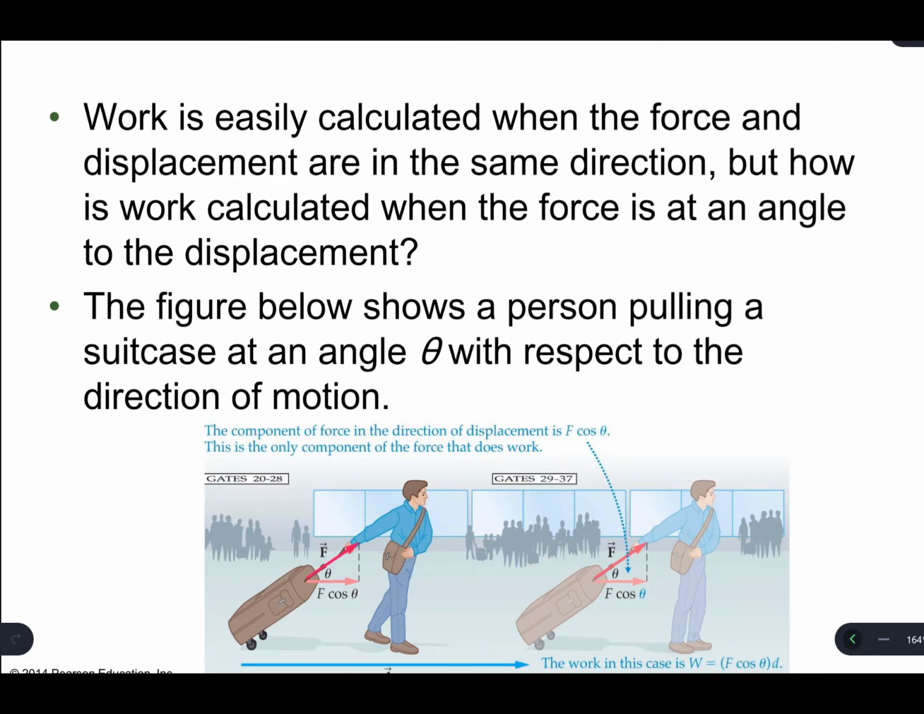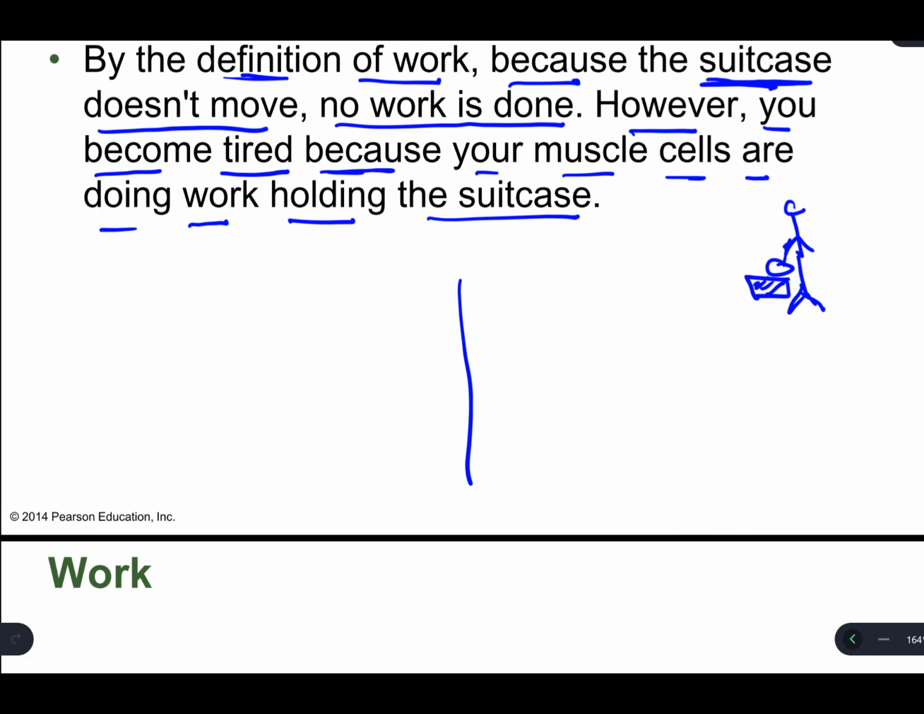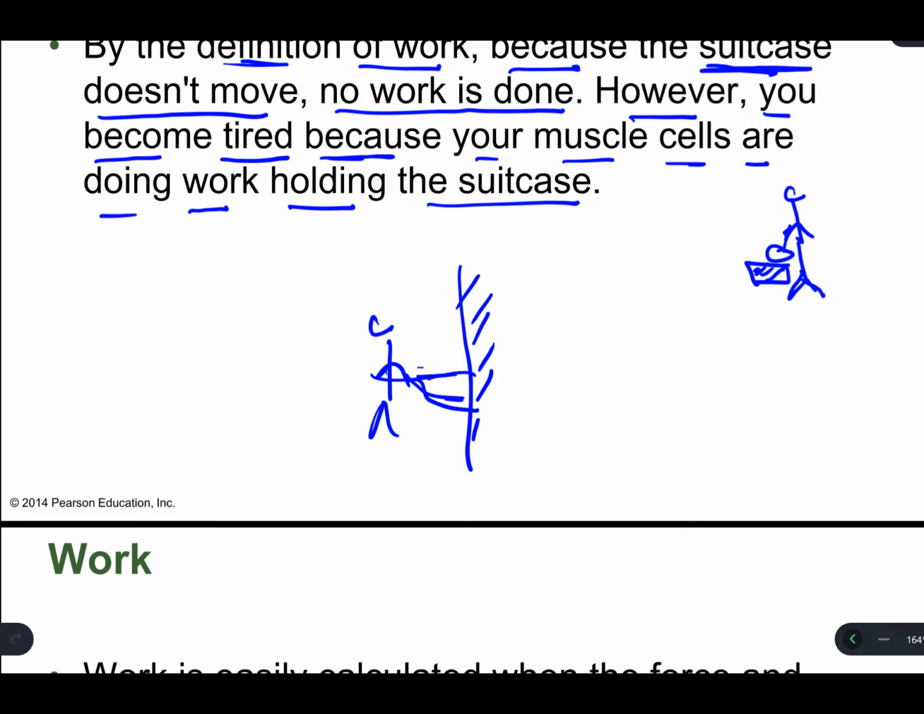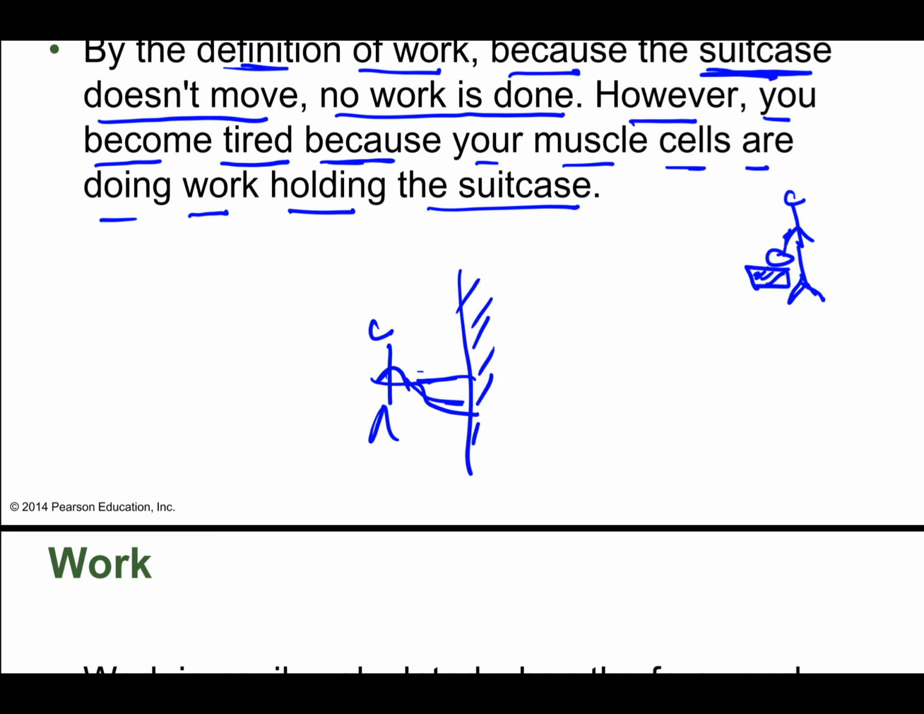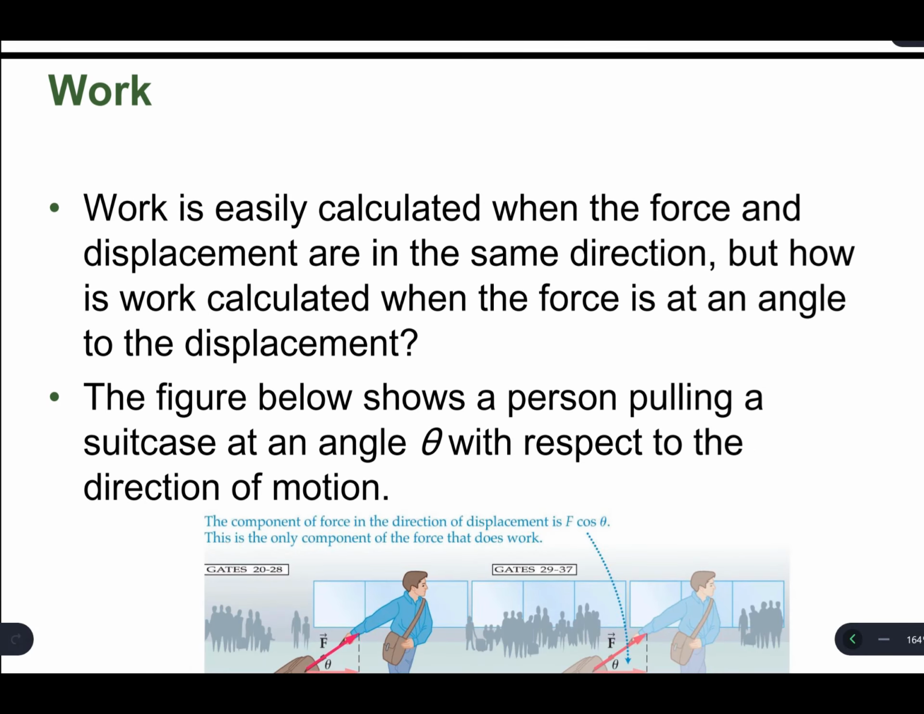We have many examples. I'll give you an example. Imagine that you are pushing a wall with a force. You are pushing the wall, and the wall doesn't move, so no work is done. Your muscles only get tired, because the wall is not moving, so there is no work done on the wall.